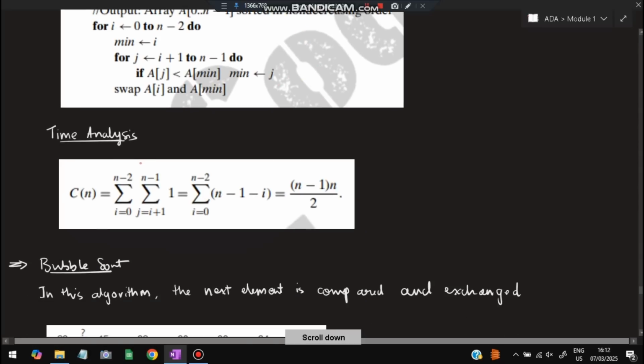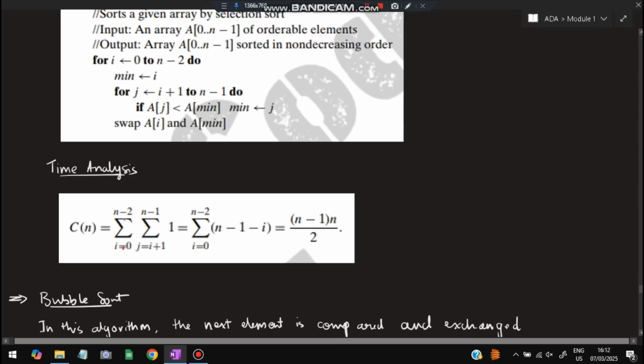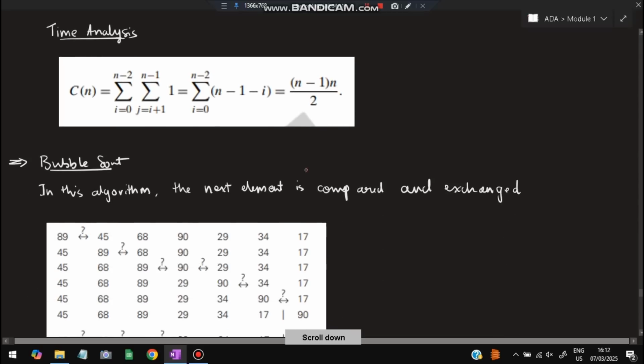Time analysis is also very simple. Two for loops are here, 0 to n minus 2, and i plus 1 till n minus 1. When you expand it, I will be getting n minus 1 into n by 2, which is nothing but n square. Okay. Next, the bubble sort.